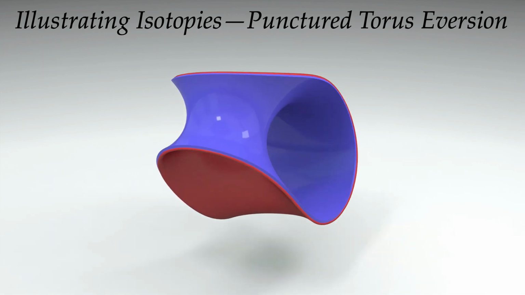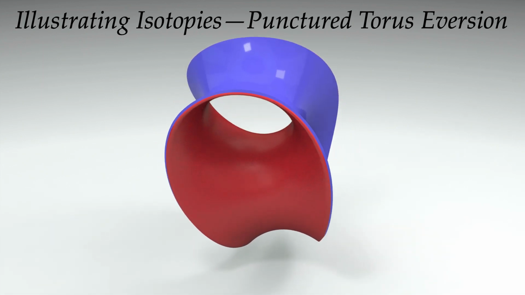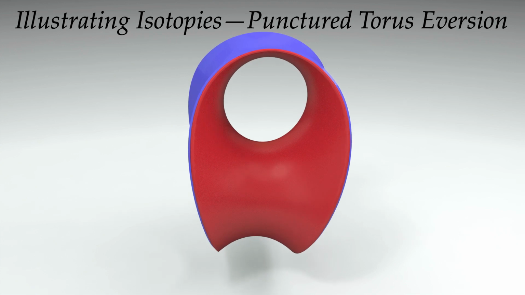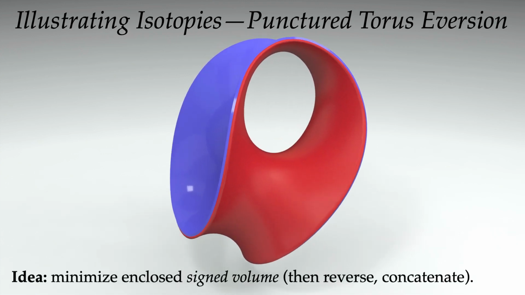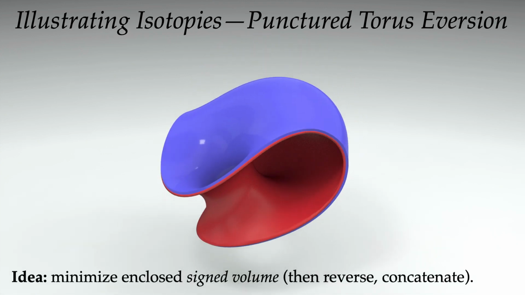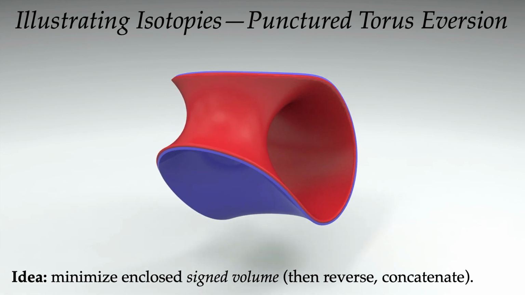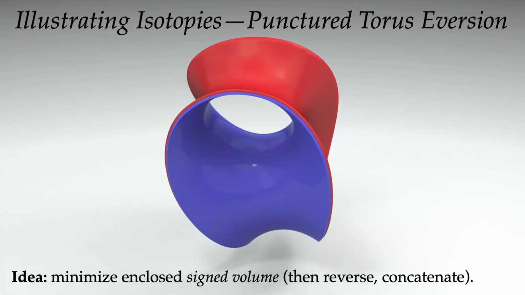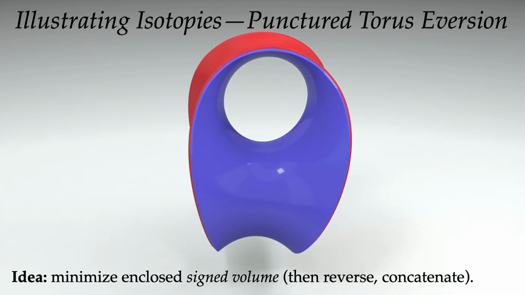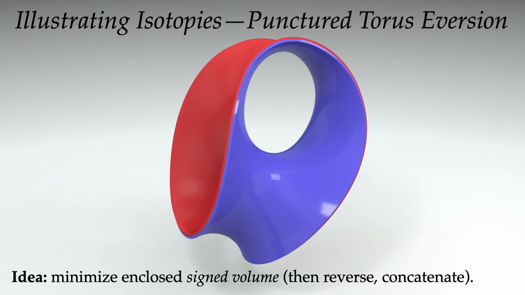So I want a continuous, intersection-free motion that makes the red side blue and the blue side red. And the neat trick here is to minimize the signed volume enclosed by the surface. So when this goes to 0, we get a symmetrical mid-surface, and then we can just apply a symmetry and play the movie backwards. Okay.